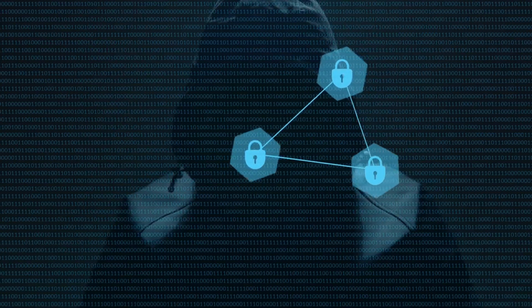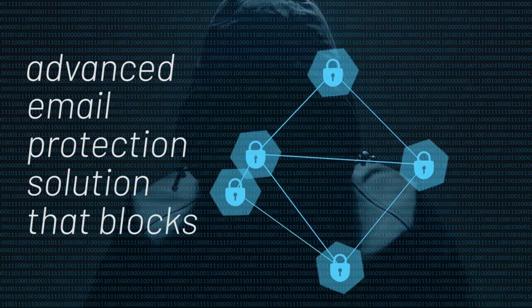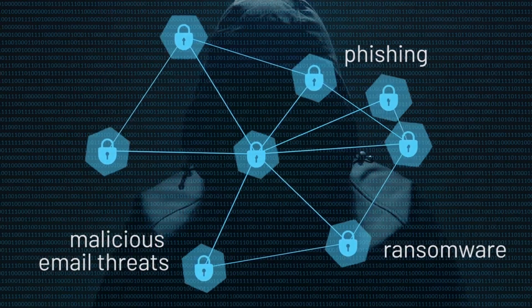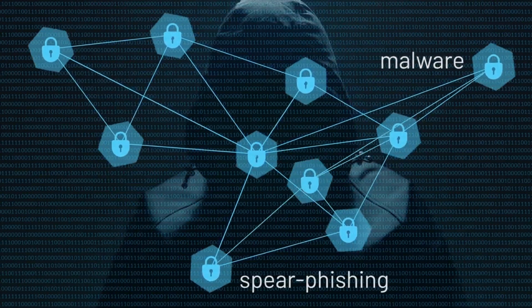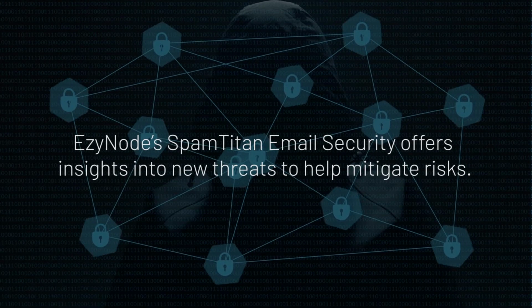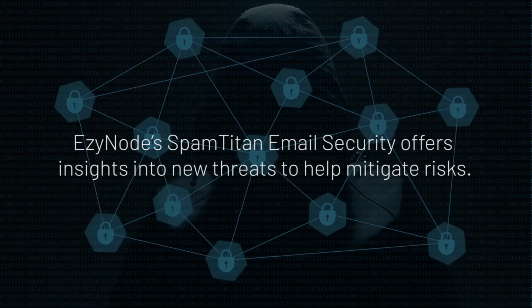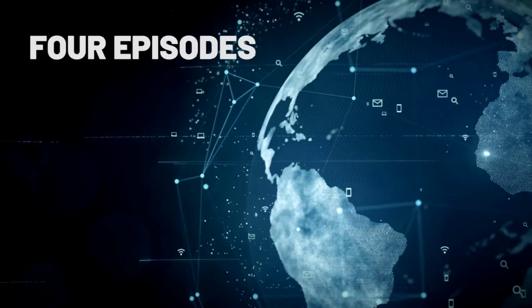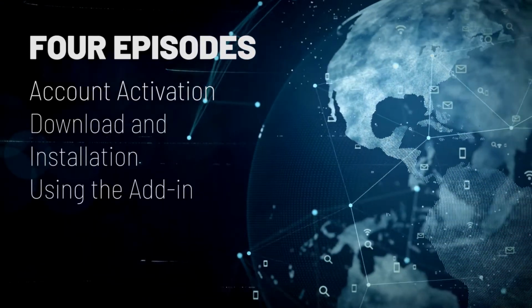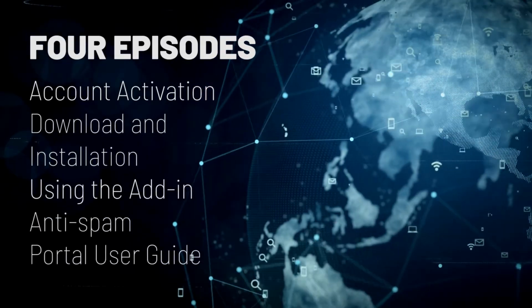SpamTitan Email Security is an advanced email protection solution that blocks phishing, ransomware, and malicious email threats. SpamTitan offers protection against malware, spear phishing, and advanced persistent threats, or APTs, offering insights into new threats to help mitigate risks. The series is divided into 4 parts: account activation, download and installation, using the add-in, and anti-spam portal user guide.